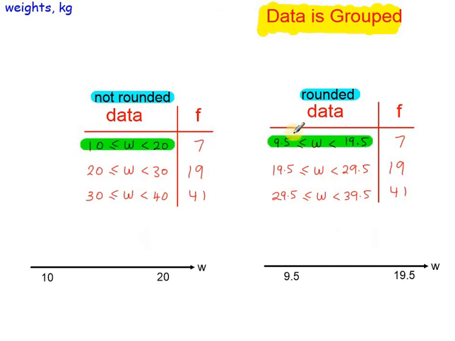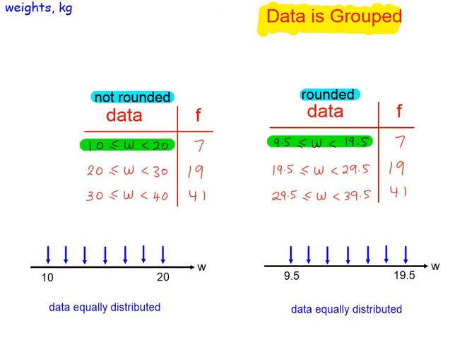So if we look at this class interval, 10 to 20 kilograms, or 9.5 to 19.5 kilograms, there are 7 data values in each, so those data values will be evenly distributed. So here they are evenly distributed between 10 and 20 kilograms, and here between 9.5 and 19.5 kilograms, and there are 7 values in each. And if we're looking for a data value within this interval somewhere, or within this interval, that process is called interpolation.